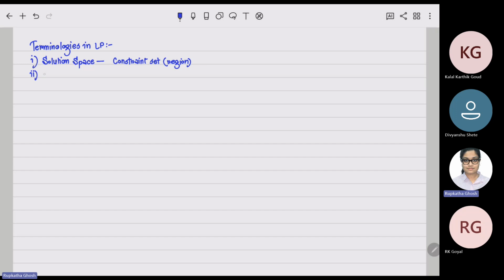The second is your feasible solution space. This is the region which is defined by the constraint sets as well as the non-negativity restrictions of the LP.